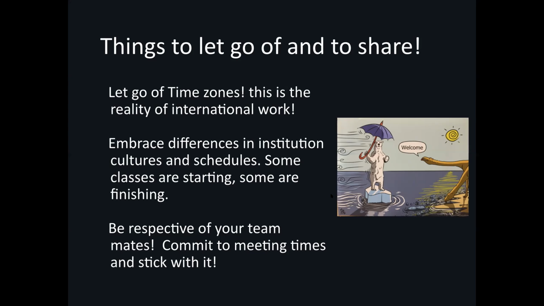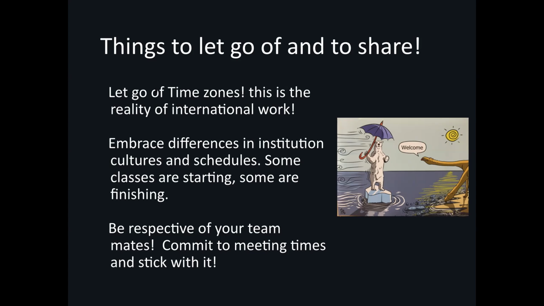Celebrate the differences in institutional cultures. Institutions start their semesters at different times. They work at different speeds. Our Colorado College colleagues are moving through a very fast paced curriculum, so we need to work and be mindful of their need for a different speed than some of the other students. Andrew's class is just starting. So just be respectful of your teammates. Understand it's a very different space for us all to work in.